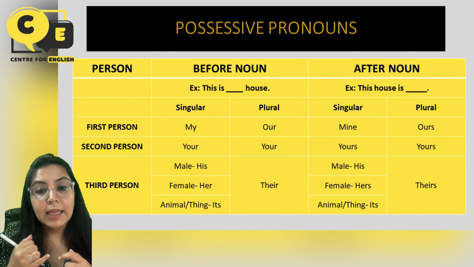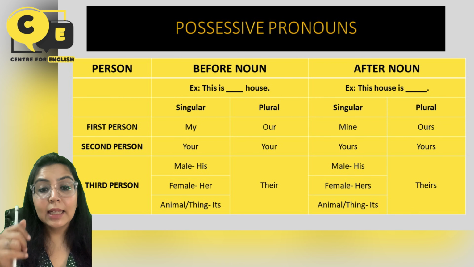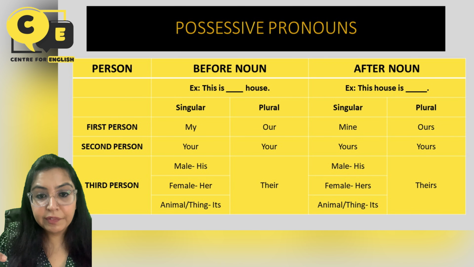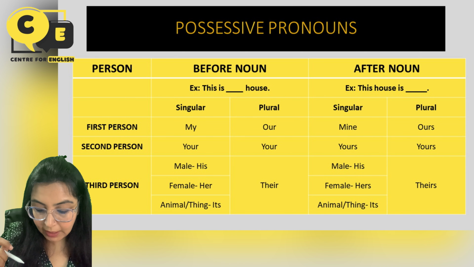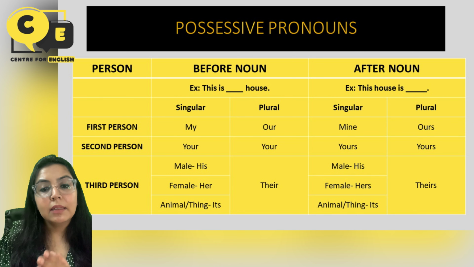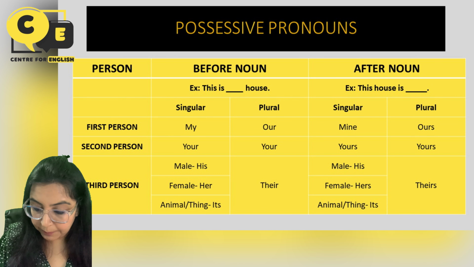Third person in singular, if I'm talking about a male in the third person, then I will put this is his house. And if I'm talking about a female in the third person, then this is her house. And if I'm talking about a neuter gender, then this is its house. Now, if I'm talking about so many people in the third person, then I would say this is their house.